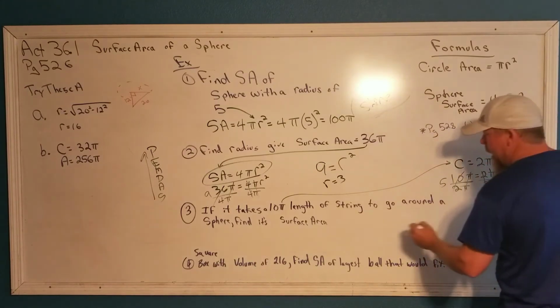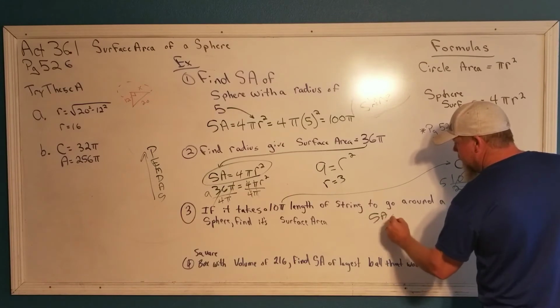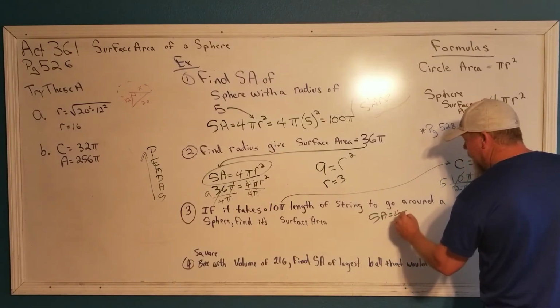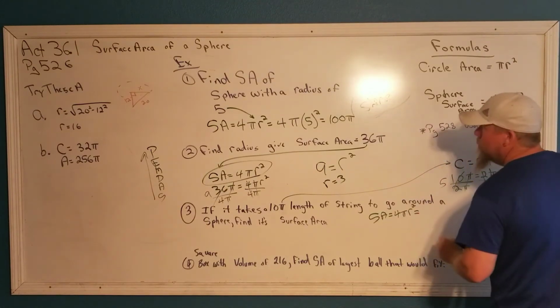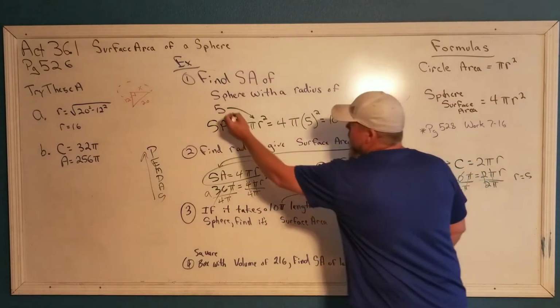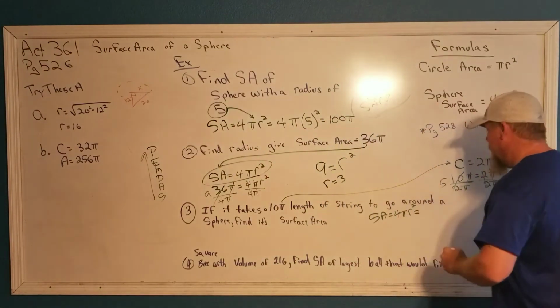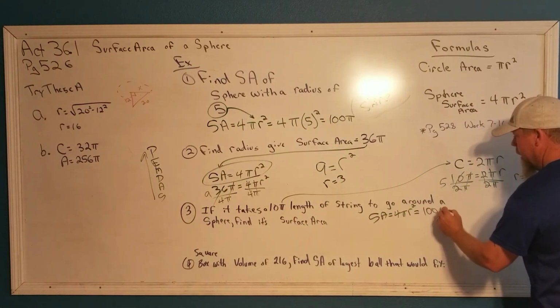And then we're going to take that and plug that into our surface area formula. 4 pi r squared. But we said our r was 5, so we're back to a radius of 5, which is where we started today. So our answer is going to be 100 pi.